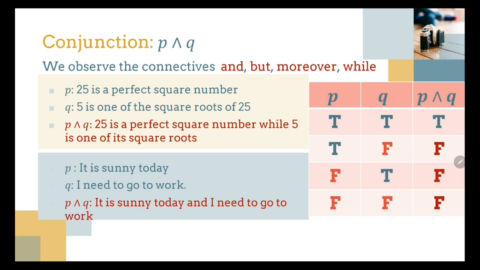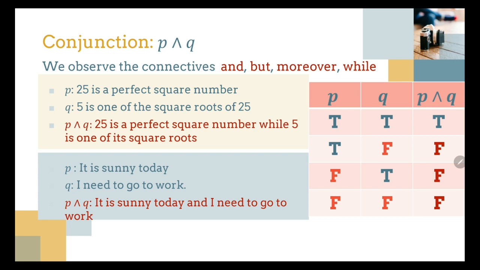So we have here the truth table of a conjunction. If you notice, we have 4 rows because we need to take all the possible combinations of the truth values of P and Q. Both true, P is true and Q is false, P is false and Q is true, or they're both false. So you have 4 possible combinations.